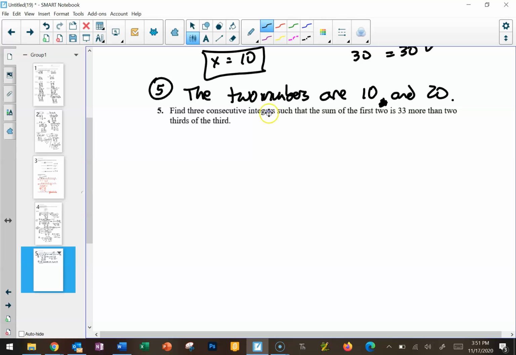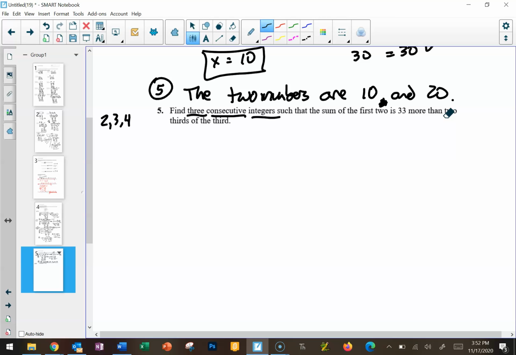Okay, find 3 consecutive integers. So the word there, the word's important there, it's 3 consecutive integers. So that would be like a 2, 3, 4 kind of thing. So that the sum of the first 2 is 33 more than 2/3 of the third. Oh my goodness, so many words here. Okay, well, let's just do it one step at a time.